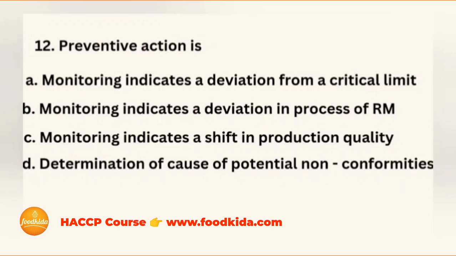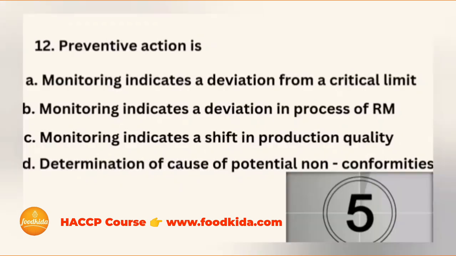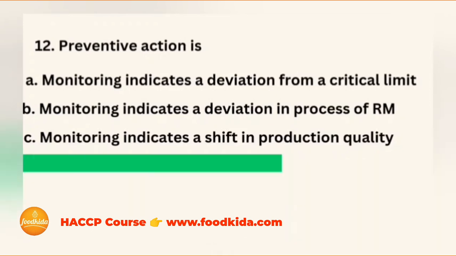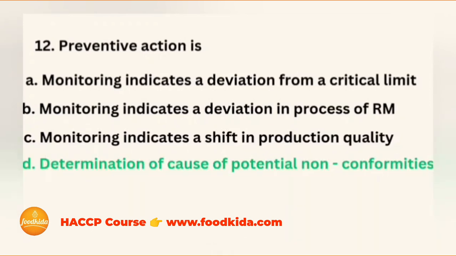Preventive action is: Option A, monitoring indicates a deviation from a critical limit. Option B, monitoring indicates a deviation in process of RM. Option C, monitoring indicates a shift in production quality. Or option D, determination of cause of potential non-conformities. And the correct option is option D, determination of cause of potential non-conformities.